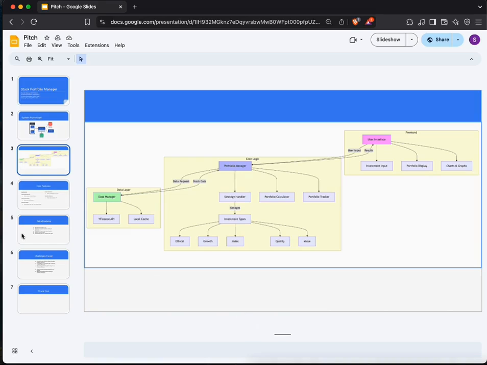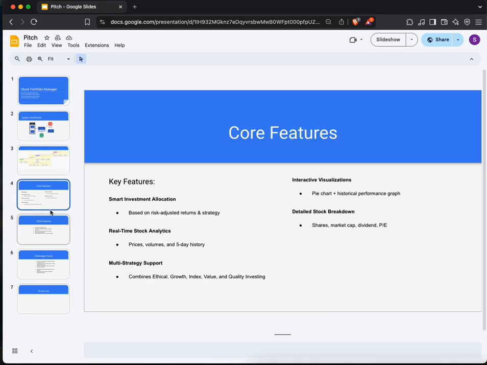Next is core features. Let's move on to the key features. Smart investment allocation: funds are distributed based on selected strategies and risk-adjusted returns. Real-time stock analytics: users can view live prices, volume, and 5-day stock history. Multi-strategy support: you can mix and match strategies like ethical plus growth or index plus value. Interactive visualizations: users see pie charts for allocation and line graphs for historical value performance. Detailed stock breakdown: we include fundamentals such as market cap, PE ratio, dividend yield, and 52-week range.